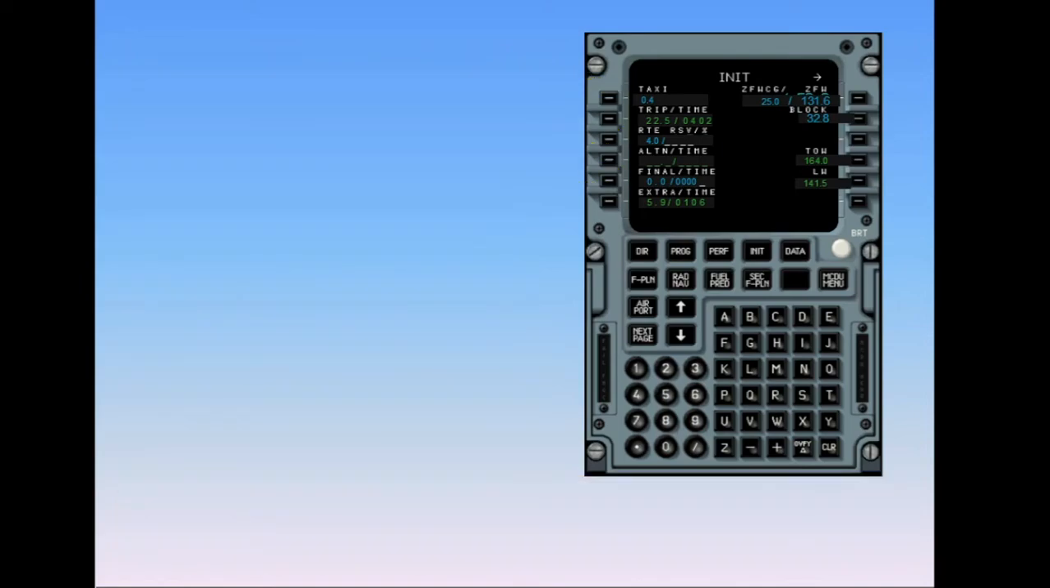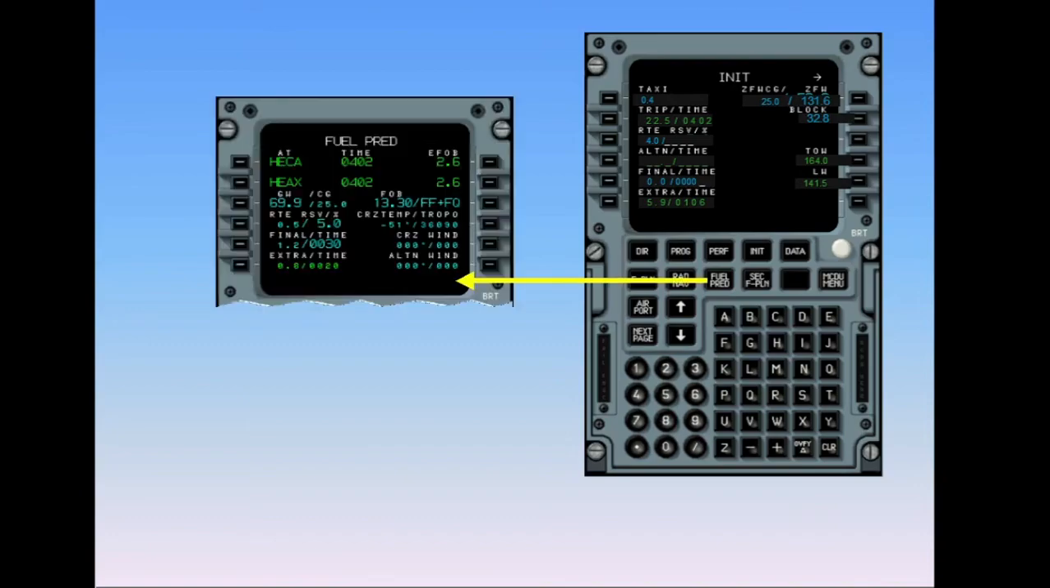Initialization page B is accessible only before engine start. After that, it is automatically replaced by the fuel prediction page. Weight and balance changes occurring after taxi-out are entered on the fuel prediction page. Initialization B is used for pre-flight fuel planning and load inputs, while the fuel prediction page is used for fuel planning and modifications during the flight, that is, after engine start.